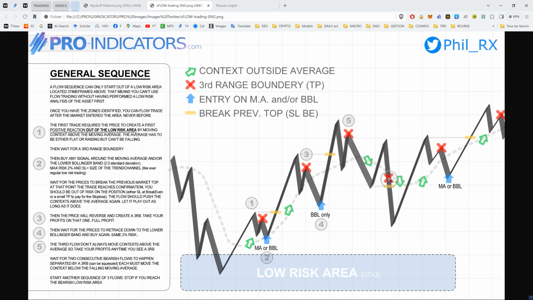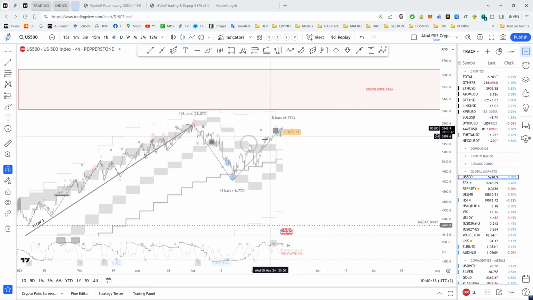We need to make a third range boundary afterwards to the upside, which can be broken sometime. That doesn't mean the market has to rebound. It can be broken, but we need to break through the previous bottom, create the second bearish flow, and once this is done, we can start another set of 3 flows to the upside. So that's just the way it goes. If you want to apply the rule strategy of flow sequencing in this context, that's all there is for you to know. Either you let the market ride higher and you wait for a third range boundary, and this is something you will be able to trade with safe guidelines.